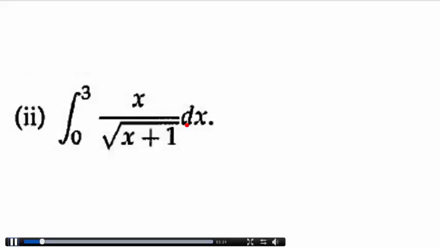You cannot use the quotient rule or the product rule, as those two are only strictly for differentiation. I'll give a minute to try on this question.